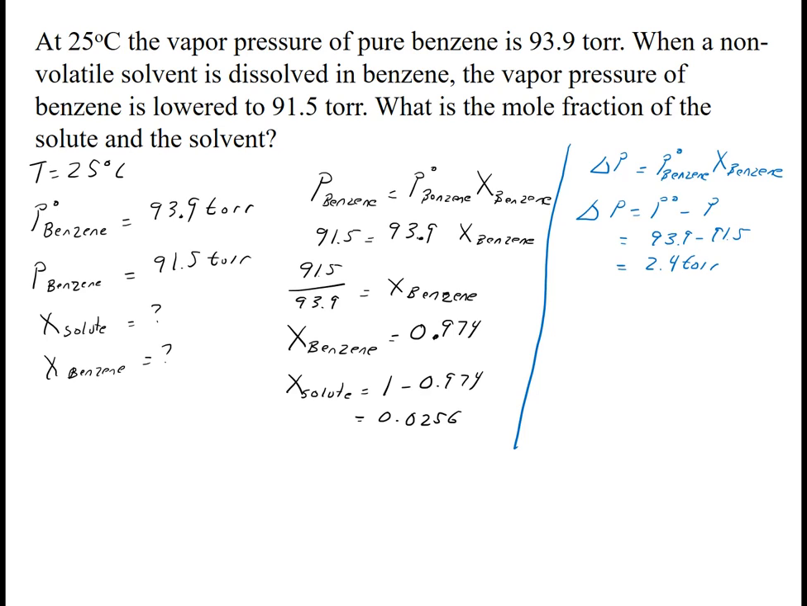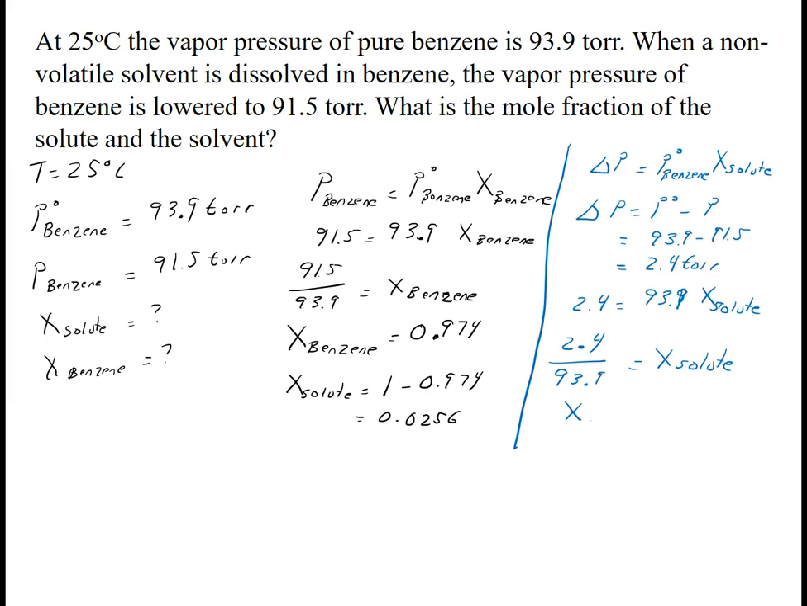So then I just substitute this in. So I have 2.4 is 93.9. This must be a 9. Times the mole fraction of, oops, this is not benzene, this is solute. So I divide both sides by the 93.9, so 2.4 divided by 93.9 gives me the mole fraction of solute.